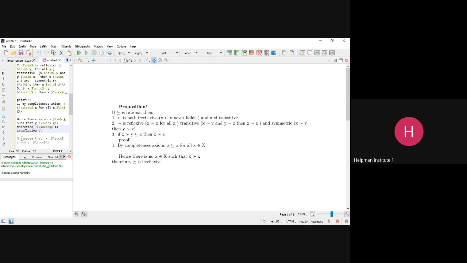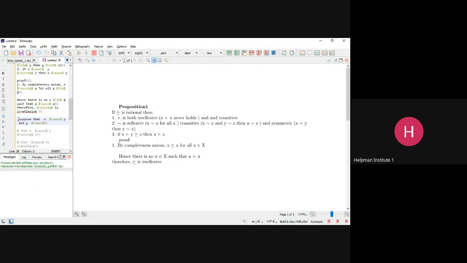Now, the next step is to show that, suppose that x is preferred to y. What does that mean?